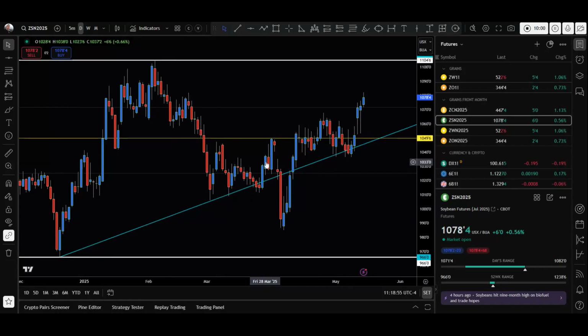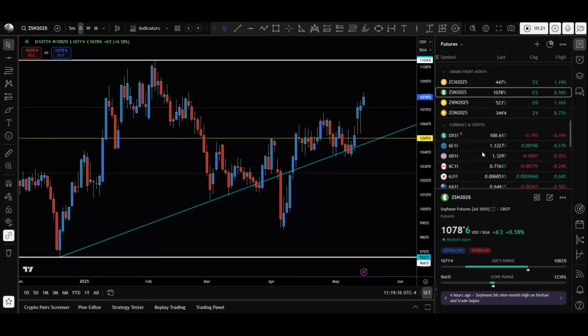What's another way you could have done it? Look at this resistance level right here, 1050, right? 1049. Market breaks above. What do you do? Wait for a 50% retracement of the largest candle and place a buy order. Now, if you're using a stop loss, put it below the low of that last big candle and you should be safe. And then as you see, this trade would have worked out good.